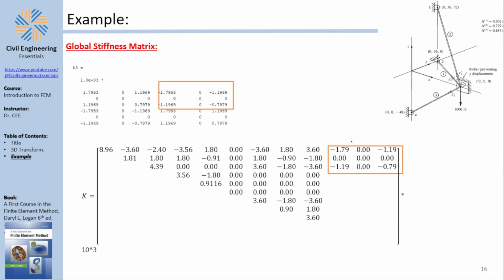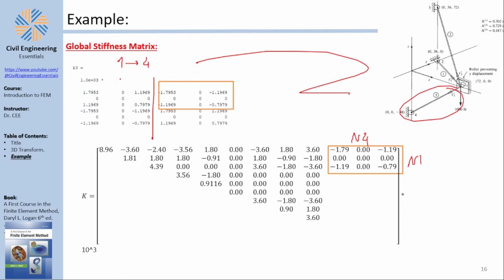You have here node 4 in the column with node 1, and now I'm trying to be a little bit abstract. The only element that contains 1 and 4 is basically element number 3, and since element number 3 goes from 1 to 4, this means that this is node 1 and this is node 4. Furthermore, this is node 1 and that's node 4, so this entire quadrant gets placed here.